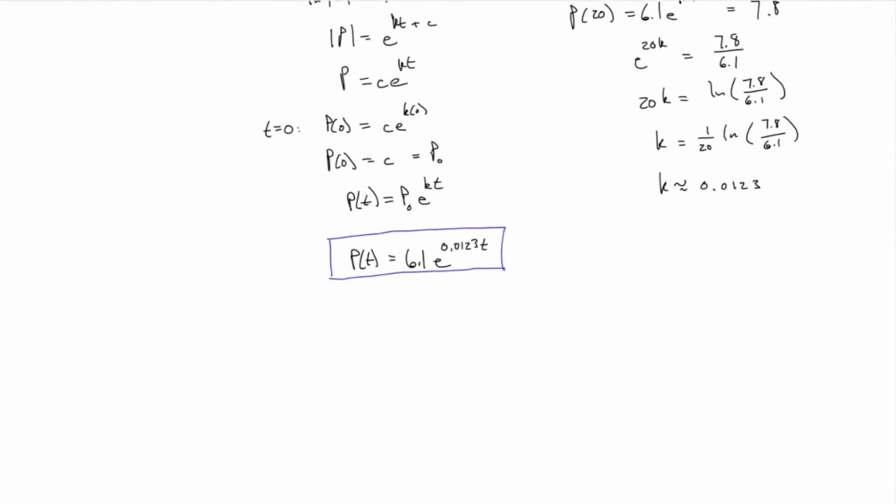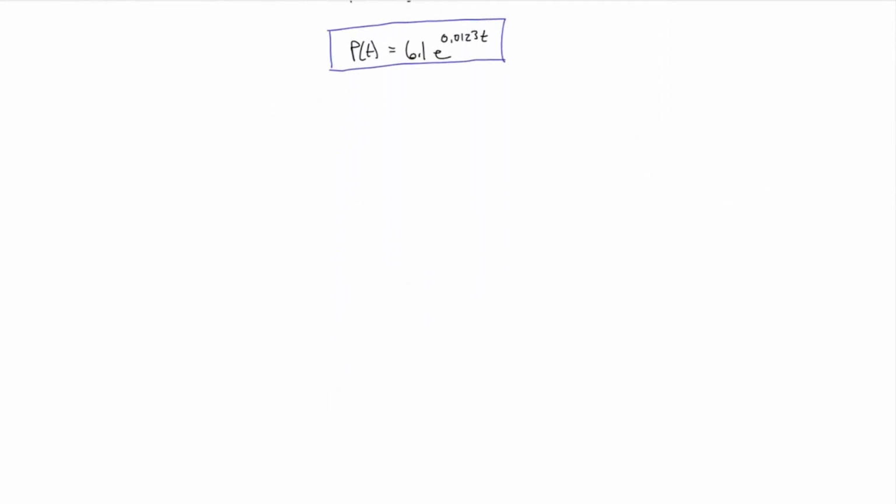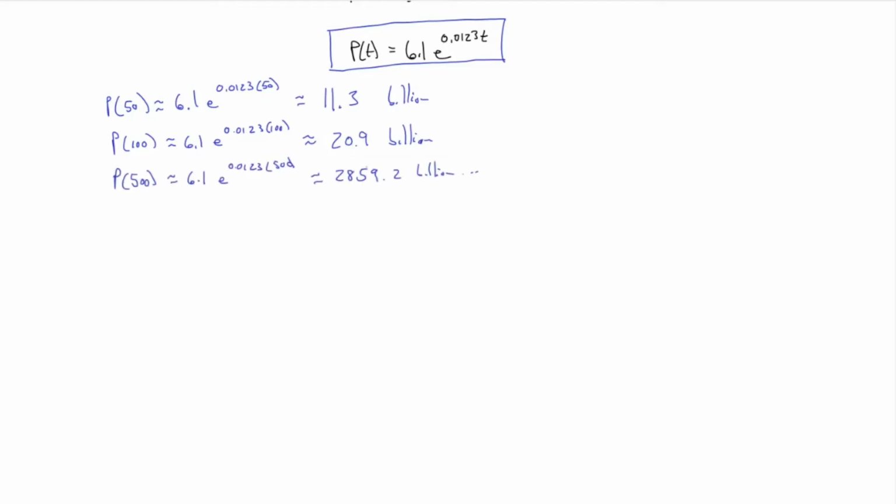Let's make some more room and see if we can make some predictions. Our equation tells us that in the year 2050, we can expect there to be about 11.3 billion people, and that in the year 2100, there should be about 20.9 billion people, and that in the year 2500, there should be about 2,859 billion people, or 2.8 or 2.9 trillion people.